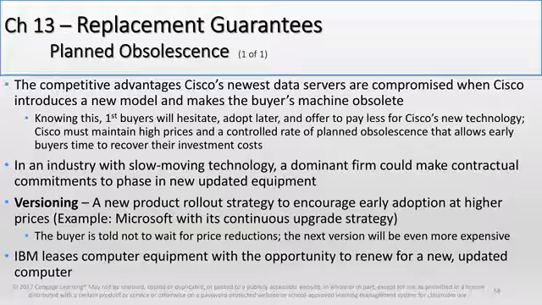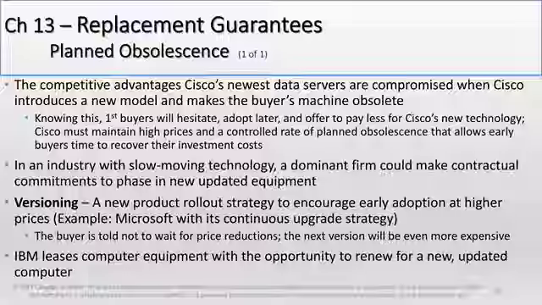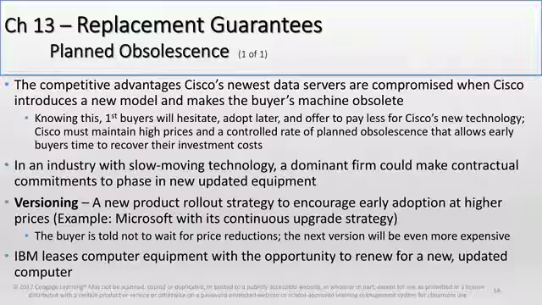Versioning. Shapiro and Varian: continuously introduce upgrades at higher prices. Windows OS, Microsoft, iPhones, Apple encourage early adoption by signaling that waiting leads to more expensive versions, not discounts. Works best when firms can maintain technological lead. Leasing to reduce buyer risk.